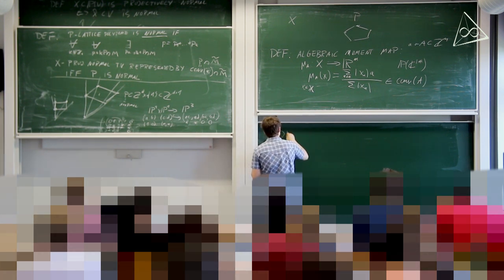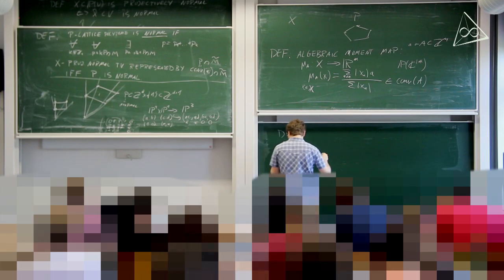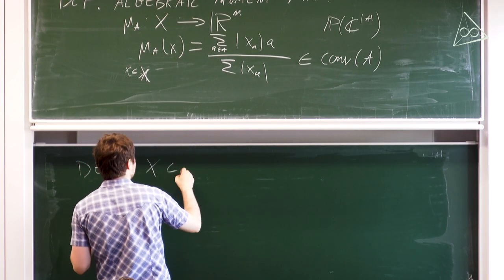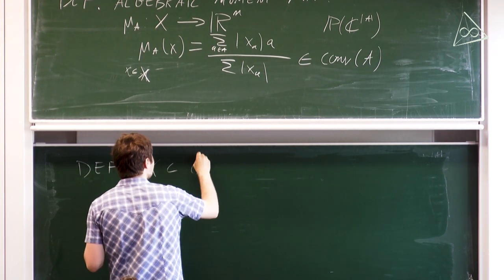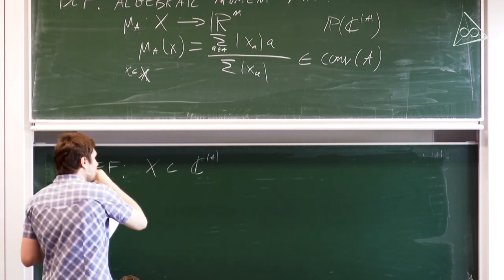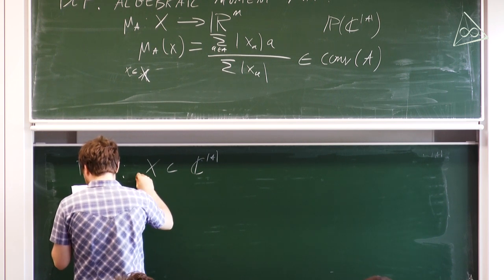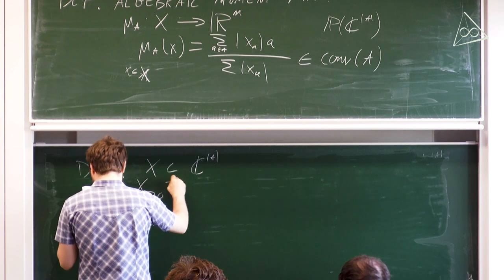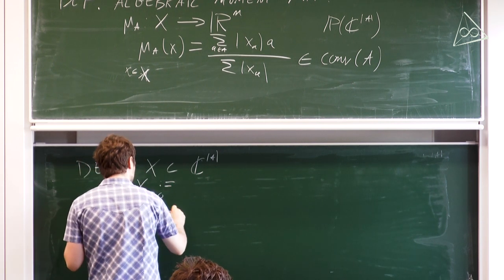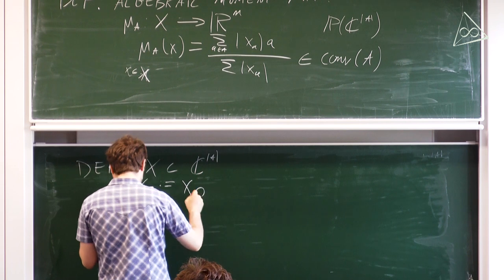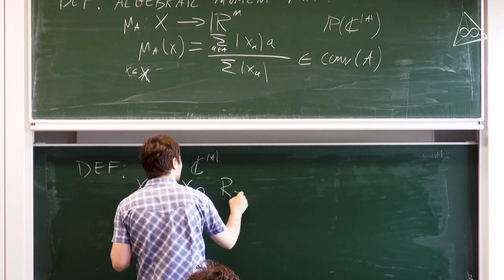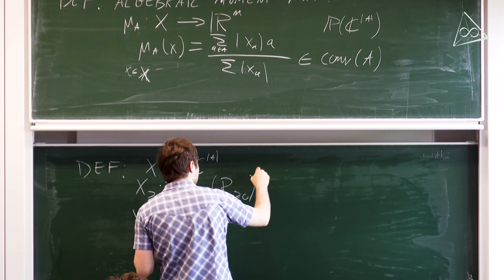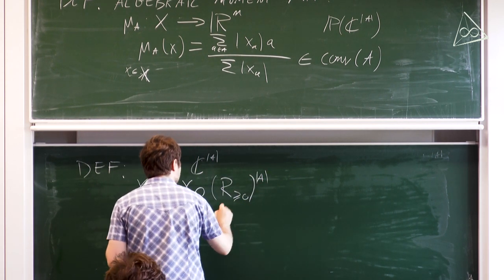We need one more definition, and then I will just state. So if we have an affine toric variety, we define the positive and the non-negative part as the intersection of X with those coordinates that are non-negative, respectively positive.